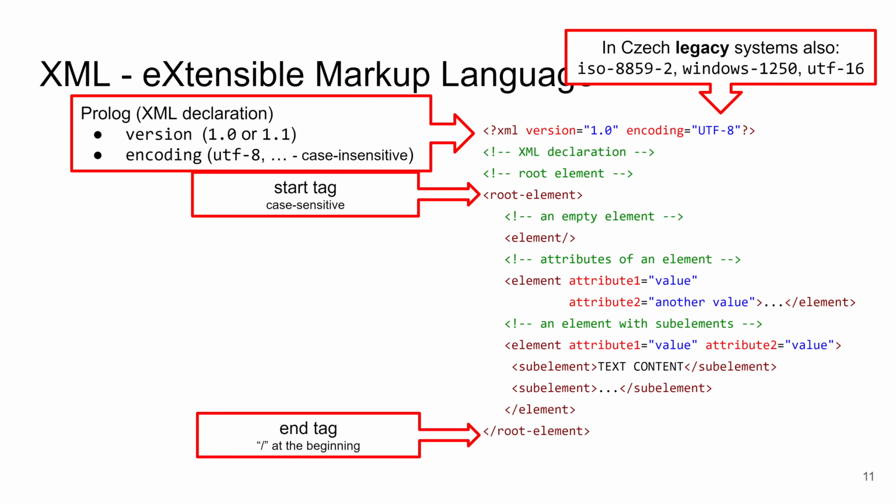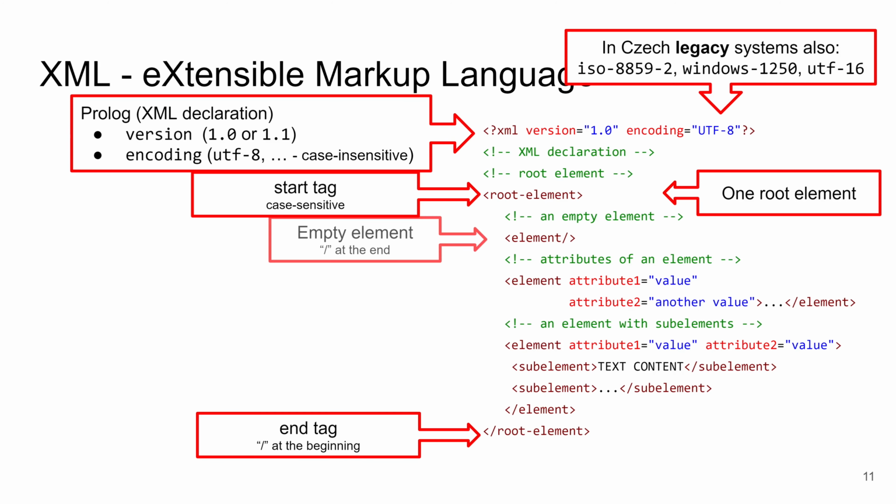Then the entire XML document consists mainly of tags. There is a start tag and an end tag to each XML element. So when we talk about an XML element, we talk about the start tag, the end tag, and the content, which is what is between those two tags. Those tags are case sensitive, so it does matter whether the characters there are uppercase or lowercase. There is a rule saying that an XML document can have only one root element.